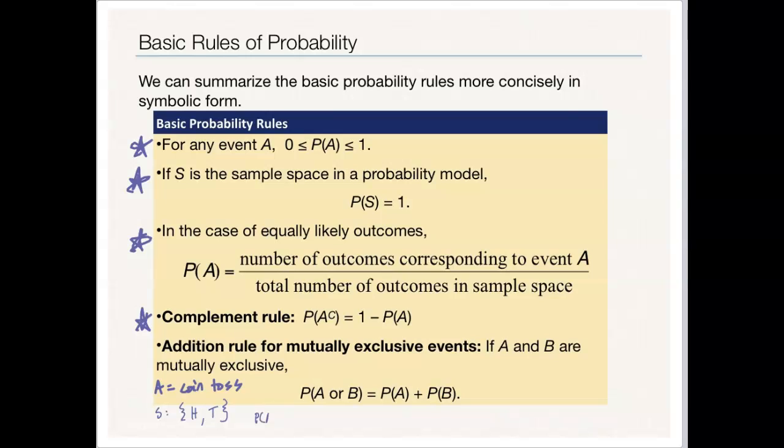So if I want to know the probability of heads or tails, I'm allowed to just do the probability of heads plus the probability of tails, which is 0.5 plus 0.5, which is 1. That makes sense, because that satisfies the second bullet: heads and tails is my complete sample space. So I would expect the sum of those probabilities to add up to 1 in that case, right?